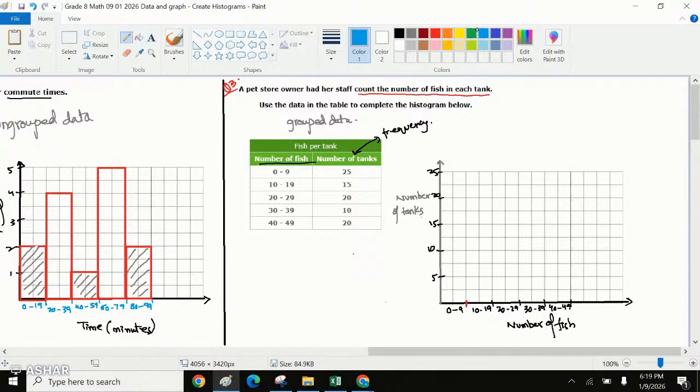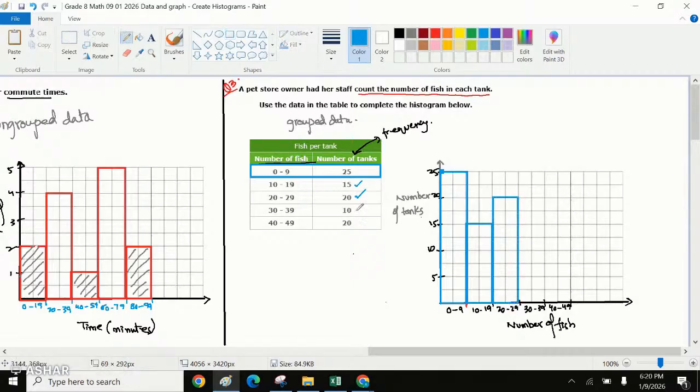So what they are saying is between 0 and 9 it was 25, right? So between 0 and 9 the height would be 25. Agreed? What about the next one? Between 10 and 19 the height should be 15, right? So between 10 and 19 the height should be 15 and so on. Next we do 20. Between 20 and 29 the height was 20.